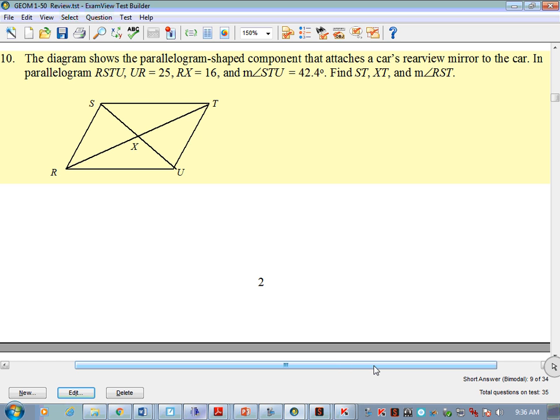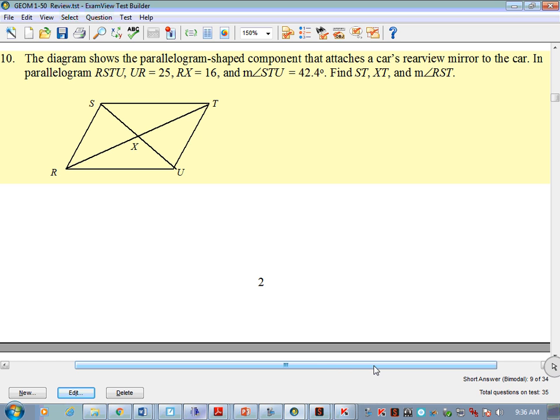Diagram shows parallelogram. We should know things about parallelograms. We have 4 rules for parallelograms. Rule number 1, opposite sides are congruent. Number 2, opposite angles are congruent. Number 3, consecutive angles are supplementary. Number 4, diagonals bisect each other, right? Okay, so those are the 4 rules we need to know and have written down.